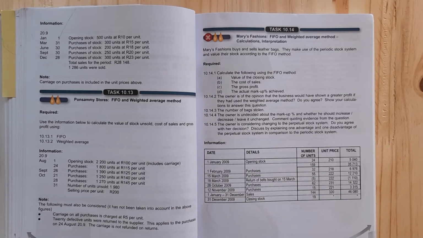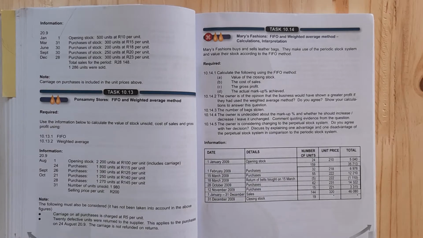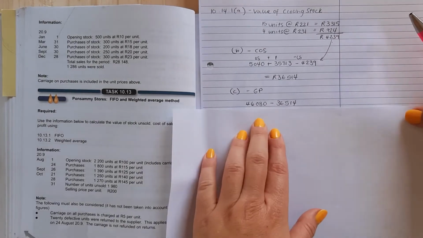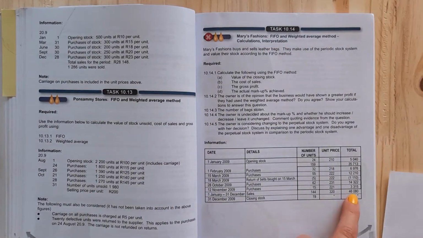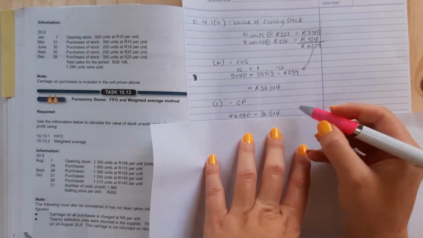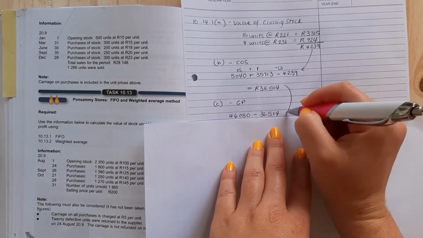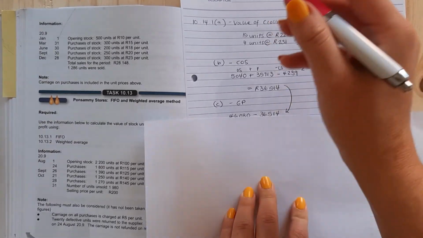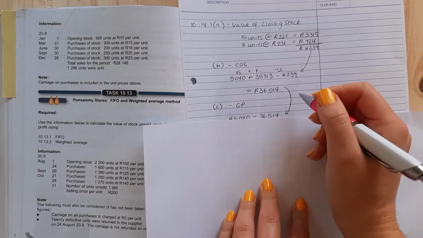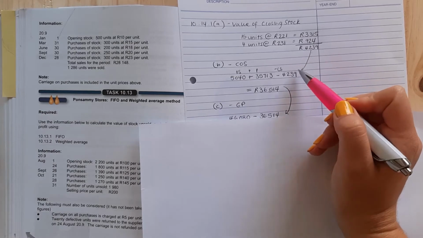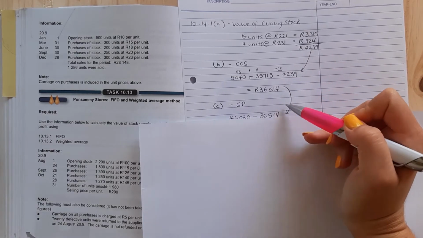So thirdly, now it is asking us to calculate the gross profit. And we all know that the gross profit is your sales minus cost of sales figure. So your gross profit is going to be your sales figure of 46,080, which was provided to us here, minus the 36,514, which was previously calculated there. Okay, you can see that it's a drop down effect of calculations, which means that if in a test you get this figure wrong, you would get a method mark for using it and following through with it.